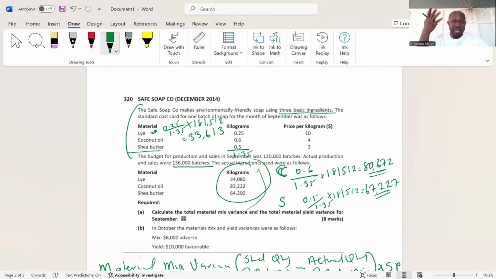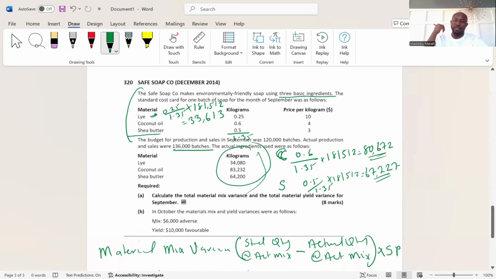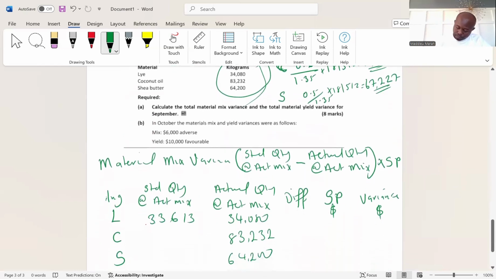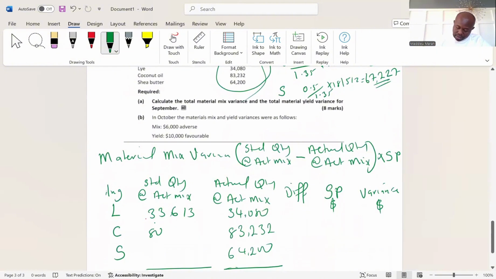So you already have the understanding. This is the last question so far for mix and yield. Okay. So 8672, I have here 8672. And I have here 67227. So let me find the difference now.